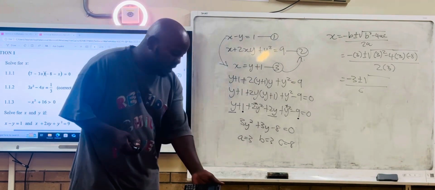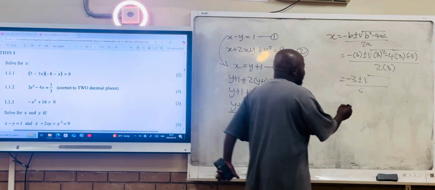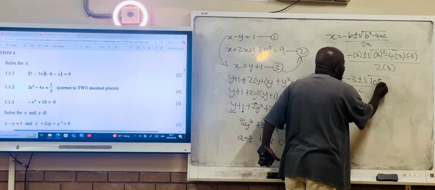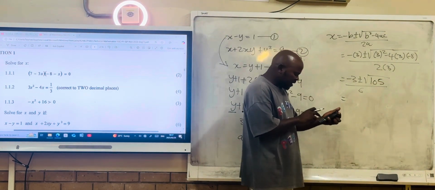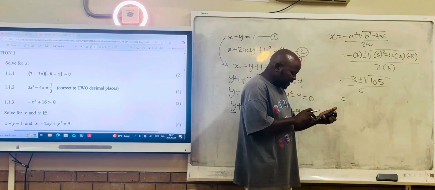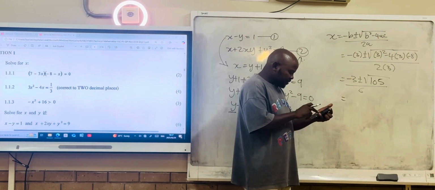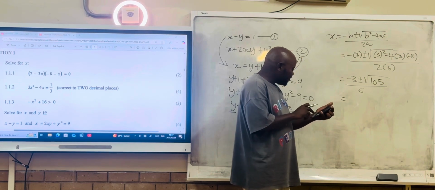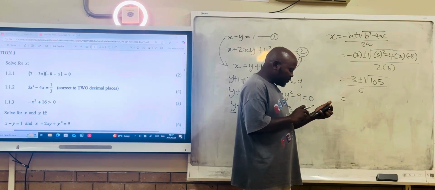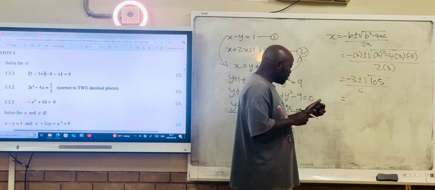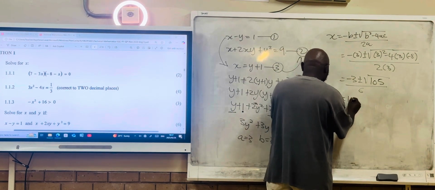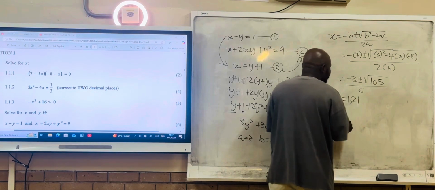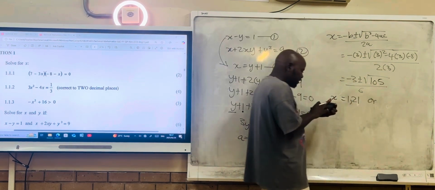Which is going to give us 105 on the right hand side. We just simplify our lines now. We have minus 3 plus the root of 105, divided by 6, which is equal to 1,21. So x is equal to 1,21, or x is equal to, with our minus now, negative 2,21.